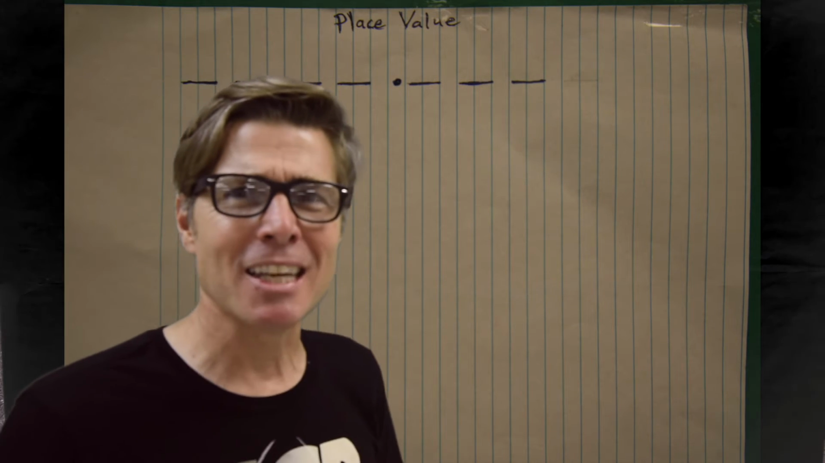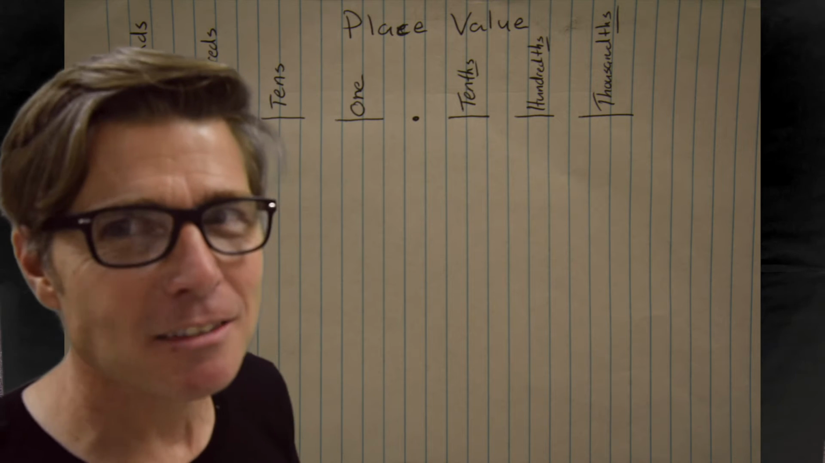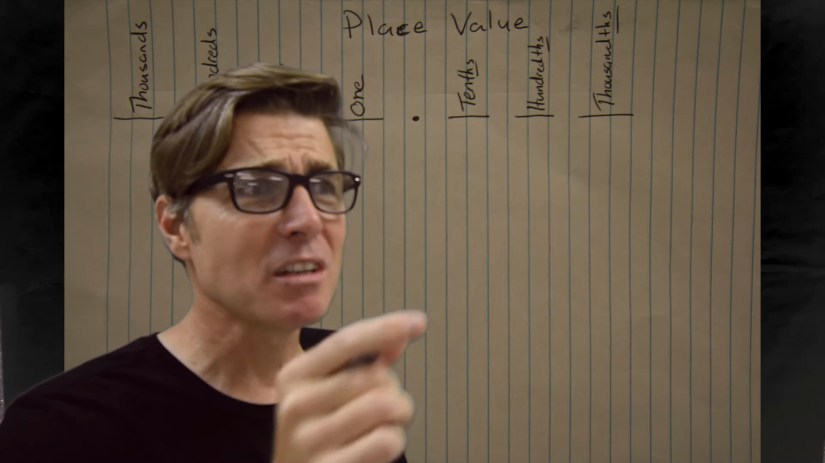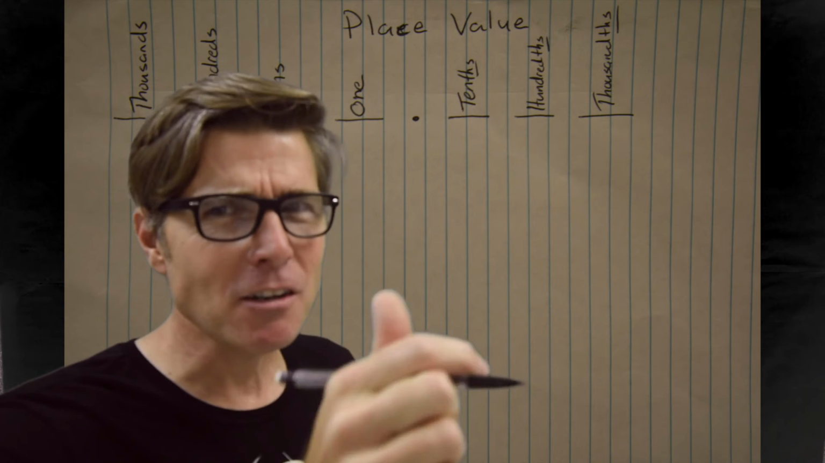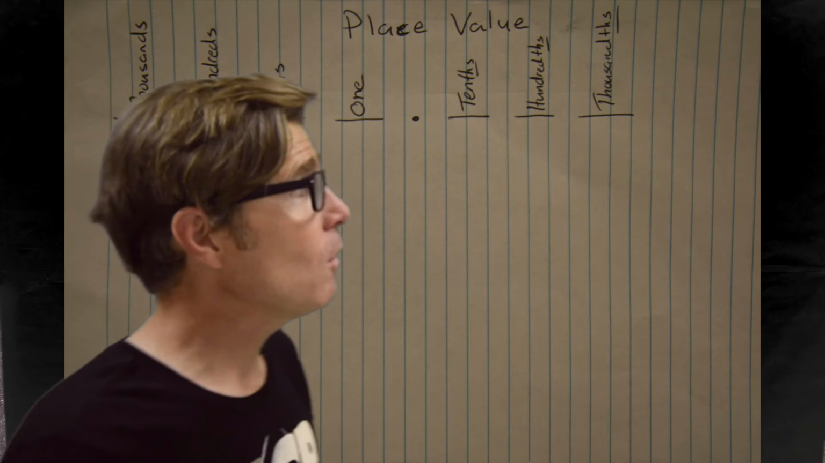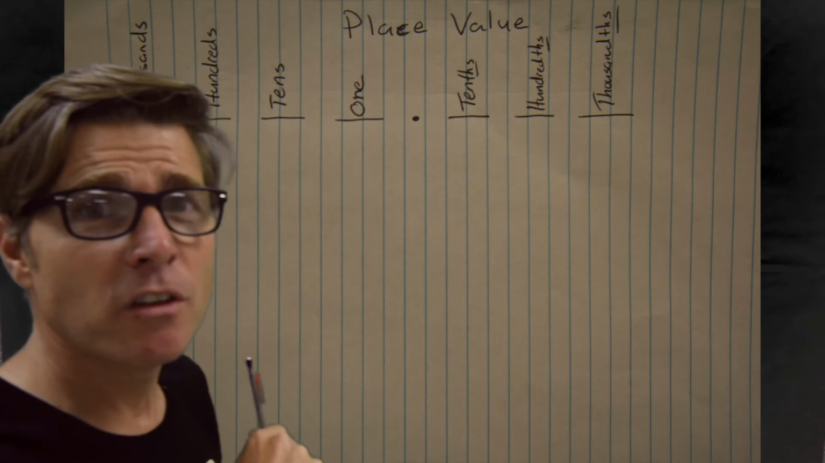To the right, we have tenths, hundredths, and thousandths. Note that there's a THS at the end of each one of those decimal places. Underline that. It'll help them remember. To the left, we have the ones, tens, hundreds, and thousands.